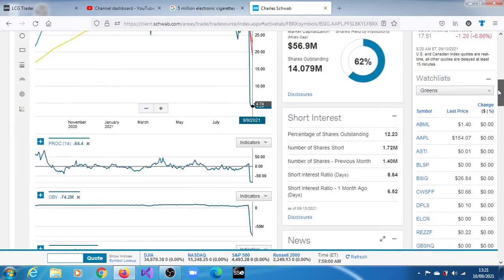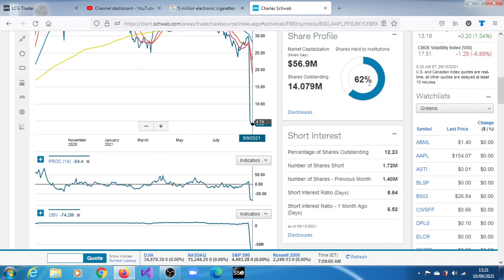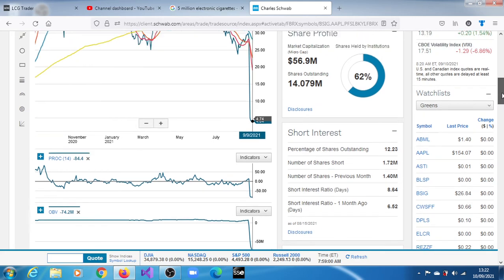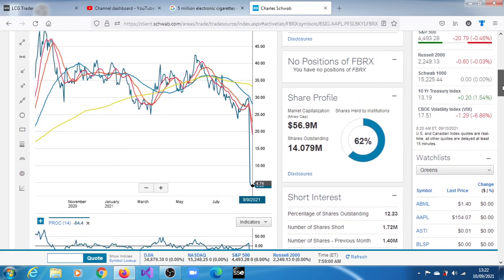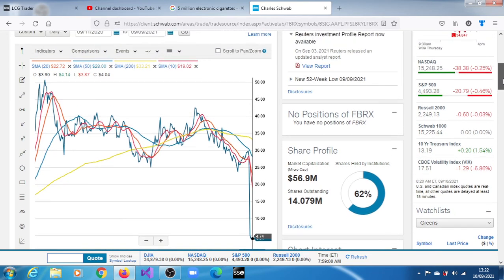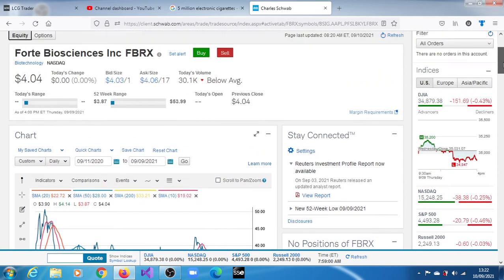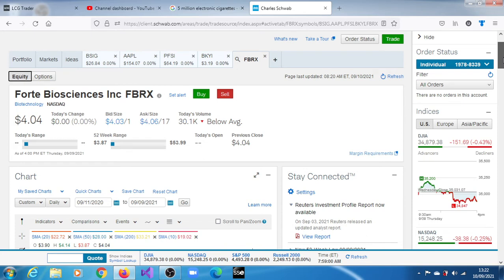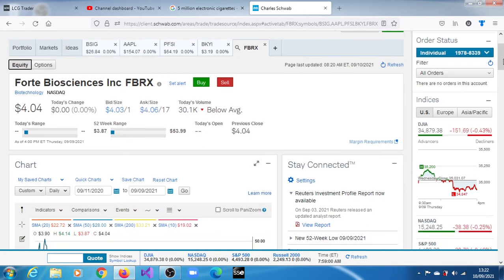Maybe because of a small float. Shares outstanding is at 14.079 million, and the float is probably in the single millions. It has retraced a lot of late, but market participants have not taken advantage of that. You and I know that where there's a bloodbath, that is where you should be. So right now there's a bloodbath as it concerns Forte Biosciences.